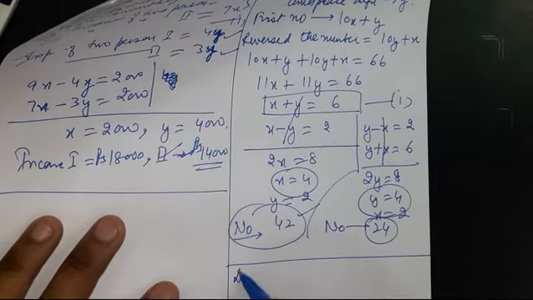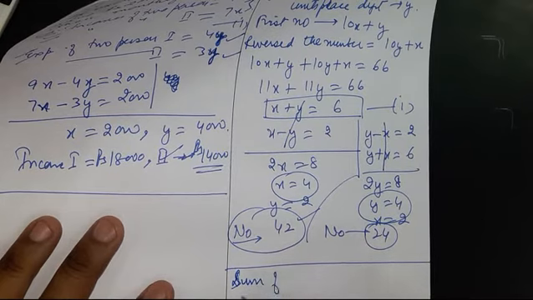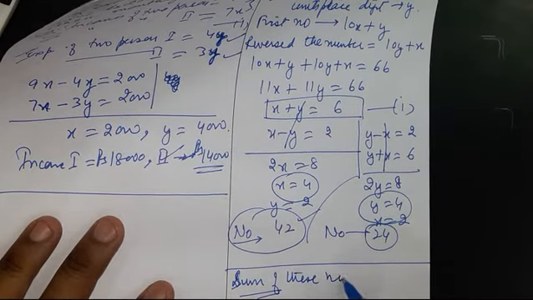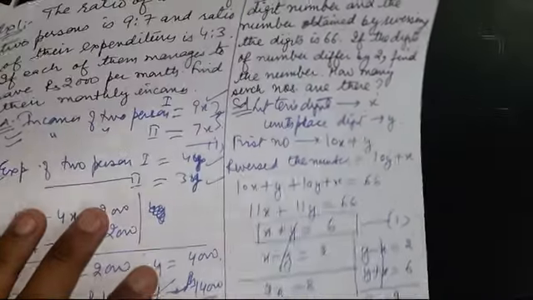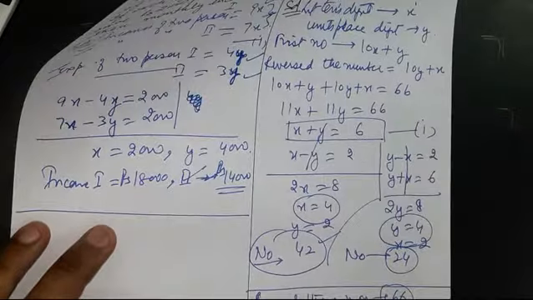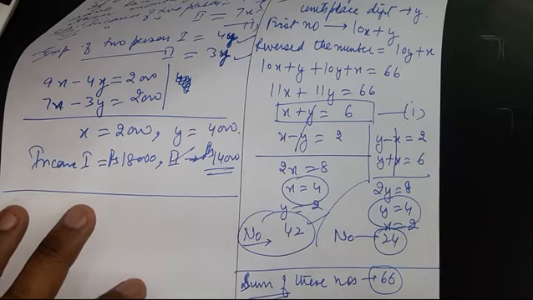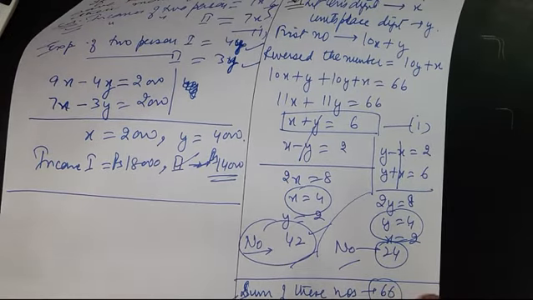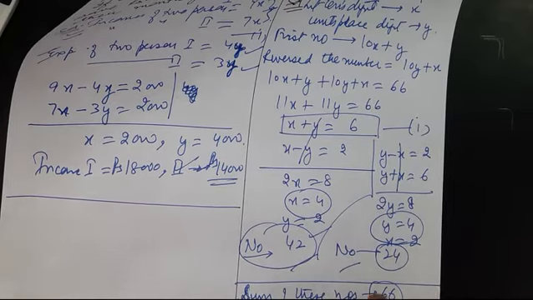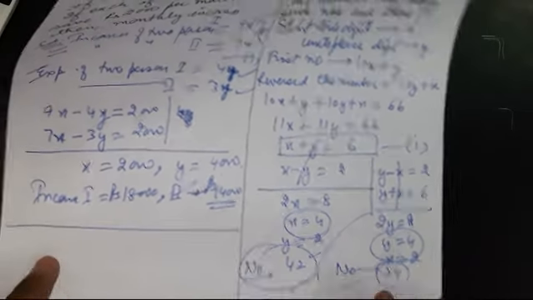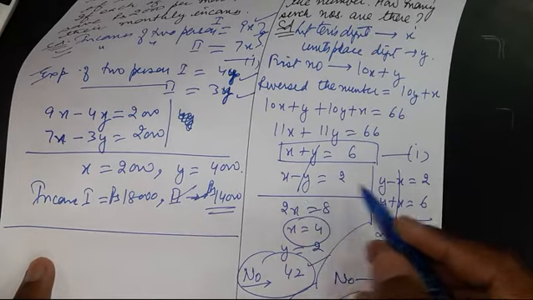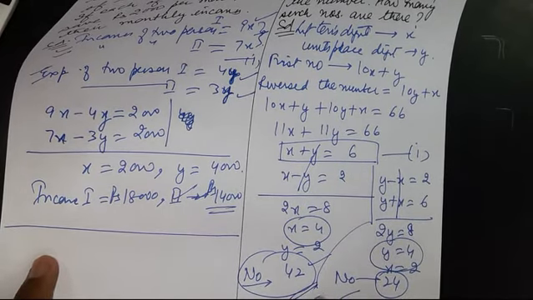As you can see, the sum of these two numbers is 66. As was the case, the sum of the number obtained by reversing the digits and the original number is 66. 42 plus 24 is 66. So the solution is also verified. There will be two solutions to this question, 42 and 24. Mind one thing, that you have to give both the solutions, taking the difference as x minus y and y minus x. You have to solve both these equations.